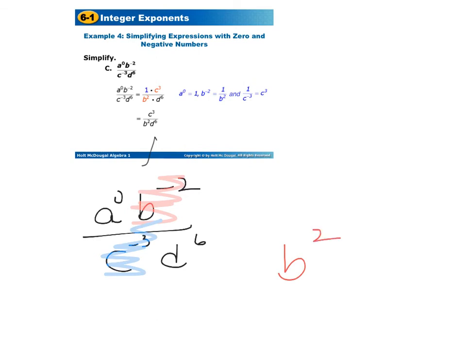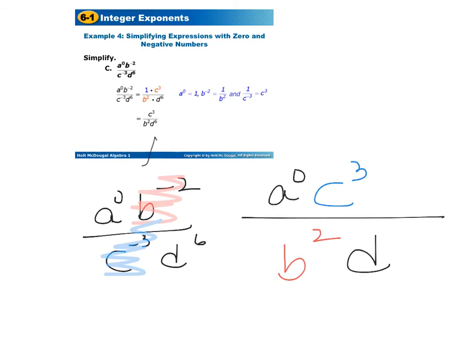The C moves to the top. The A was already there, and so is the D. They're positive, so they're staying put. Now, what's one other thing I can simplify?